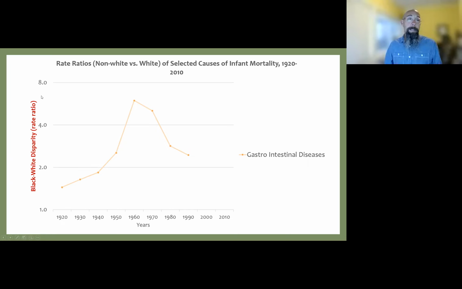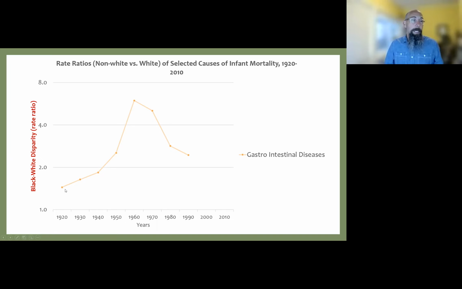On the y-axis, I'm still talking about infant mortality, but I'm not talking about the rate. Now I'm talking about the rate ratio. So remember I said there was a rate difference and a rate ratio. I'm only talking about the rate ratio now, and I'll come to why. So this is the black-white rate ratio of infant mortality starting in 1920. And this particular line is not all infant mortality, it's specifically infant mortality from gastrointestinal disease.